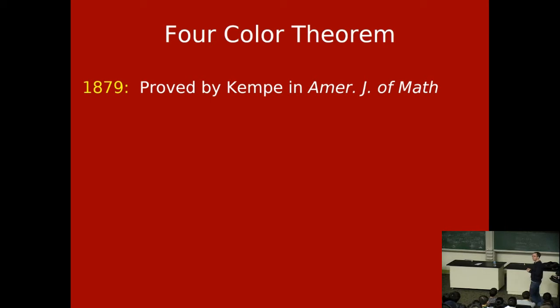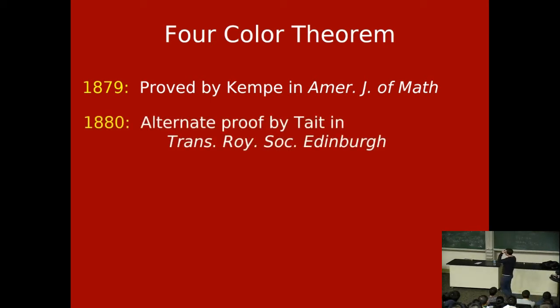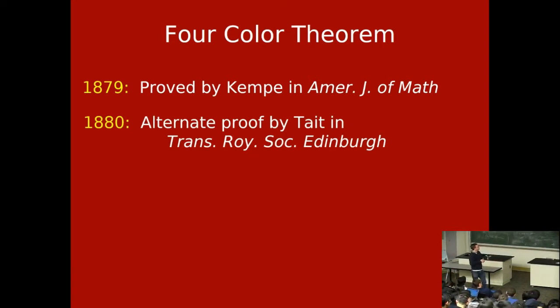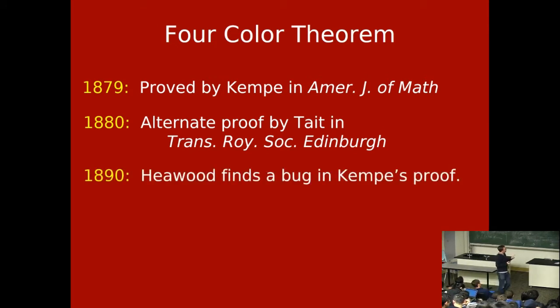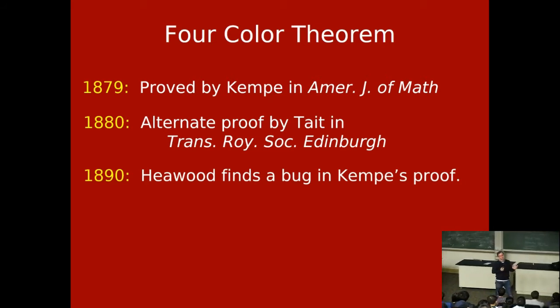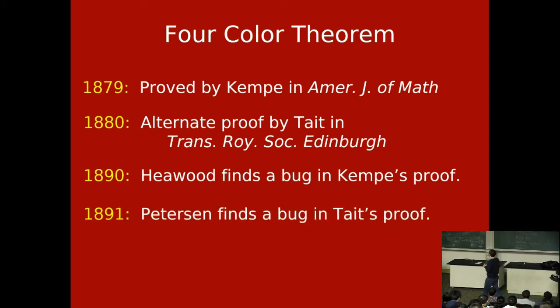And people were very happy about that. And actually, then 1 year later, another mathematical physicist, Tate, gave a different, alternative proof in a Scottish journal. So that was cool. It took a long time. But actually, 10 years after that, another mathematician, Heawood, found a bug in Kempe's proof. So he was wrong. And the mathematicians were like, well, thank goodness we have Tate's proof still. And then 1 year later, Peterson found a bug in Tate's proof.